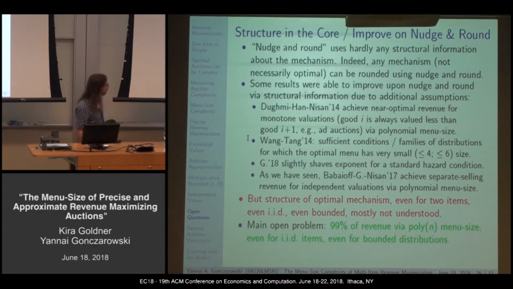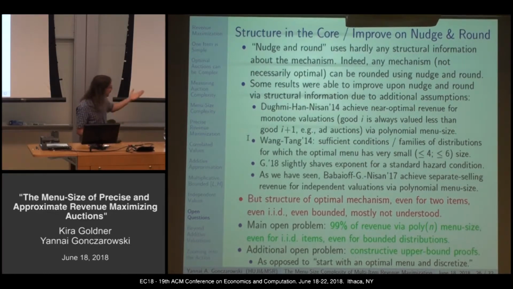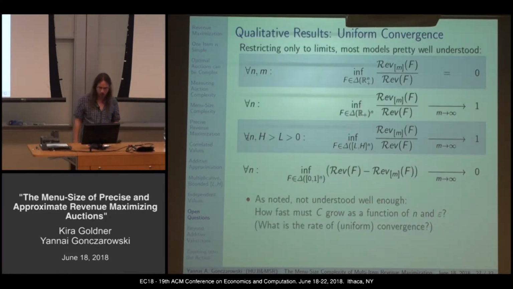So once again, the main problem: 99% of the optimal revenue via polynomial menu size, even for IID items, even for bounded distributions. An additional interesting open problem: recall that nudge and round always looks like start with the optimal menu, then start to do stuff to it. It would be very interesting to get constructive upper bounds, not start with the optimal menu that we don't have any idea what it looks like and then nudge and round, but construct something with your hands.